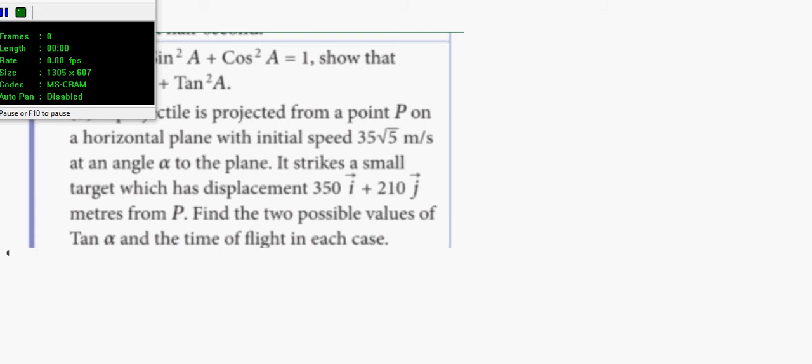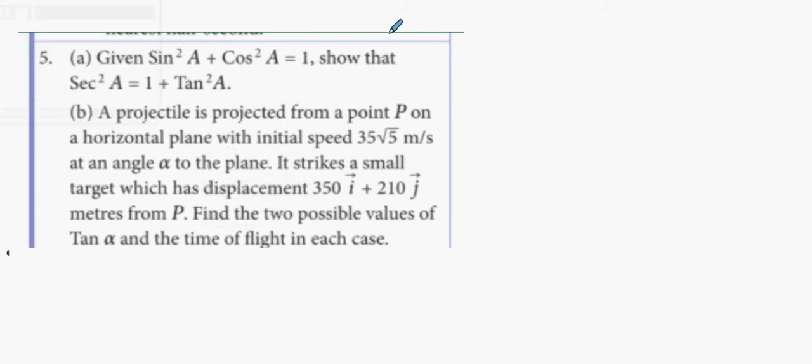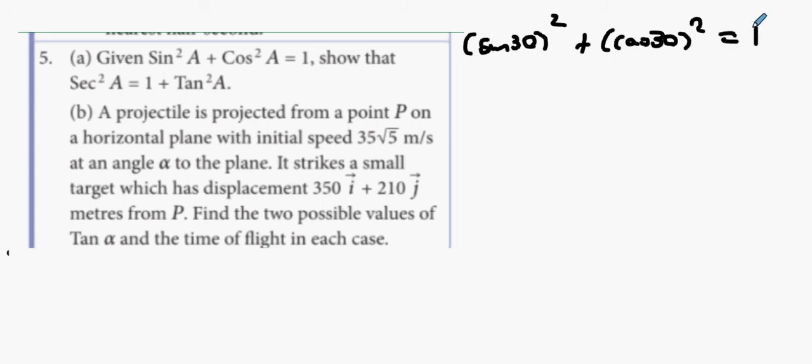Now, what I said the other week was sine squared A plus cos squared A equals 1. Pick any angle you want. Do sine 30 squared plus cos 30 squared. It doesn't matter what angle you pick. Once it's the same angle twice, it will always equal 1, no matter what angle you pick. Are we good with that?